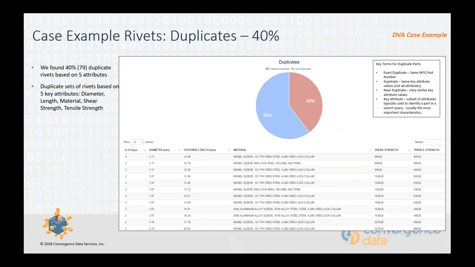And now we get into the meat of the DBA, which is the percent duplicates and near duplicates. And for these rivets, as we mentioned earlier in the executive summary, here's a graph showing 40% duplicates for the rivets. You can see these duplicates are based on the diameter, fastener, material, shear strength, and tensile strength. Those are the 4 or 5 key attributes for rivets, and that's a pretty high percentage. So this is an excellent candidate for rationalization for your company.